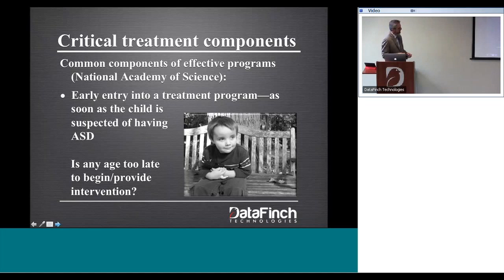Now, it may be the case that if we start early, we can, for lack of better terms, sort of get more bang for our buck, but there's no age at which you can't still make meaningful impacts.